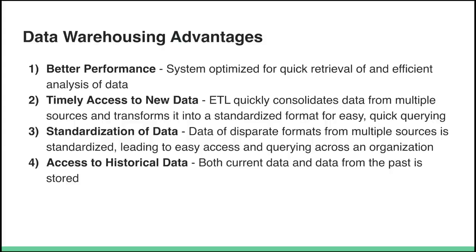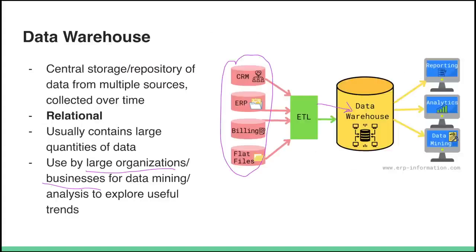When we have large amounts of data, we're going to have better performance than databases. The system is optimized for quick retrieval and efficient analysis of large amounts of data. Our system called ETL, which we're going to talk about more in the next few slides, is quite quick at consolidating data from multiple sources and transforming it into a standardized format for easy and quick querying. This means that we can take data from a bunch of different places. So if we go back to our previous slide, that could be a CRM system, or an ERP system.